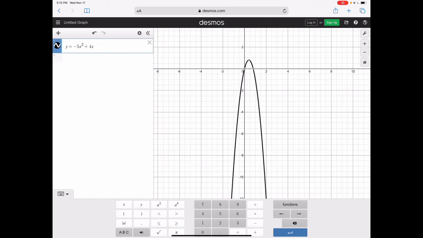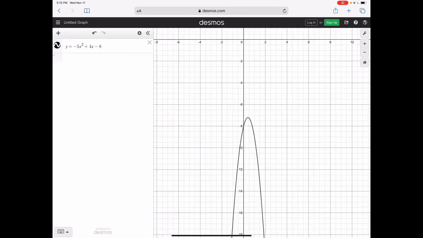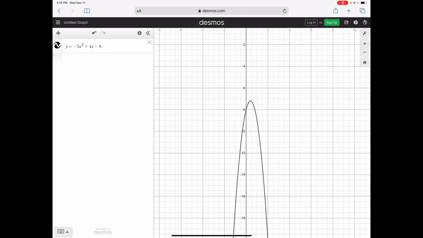Plus 4x minus 8. And there you can see it's near the bottom of the screen again. So I'm going to go ahead and scroll it up just a little bit. And just like we did with the last question, if you've got a mouse and an arrow, you would touch that and click on near the vertex of the graph. And there you go. You can see that the vertex is located at 0.4, comma, negative 7.2.